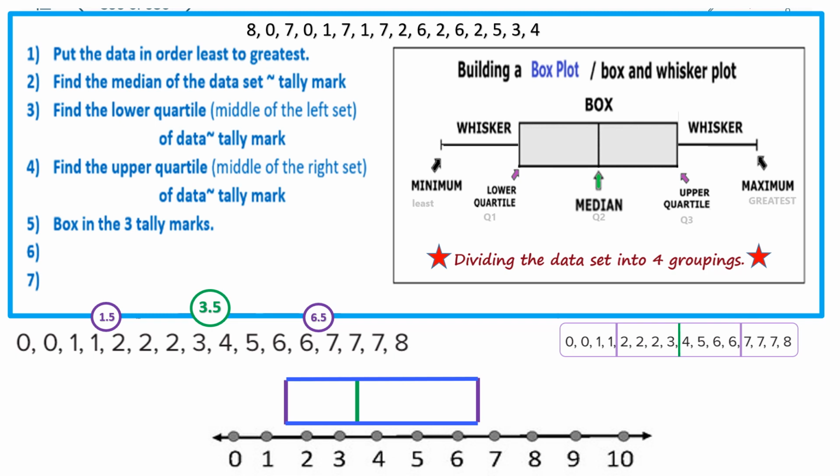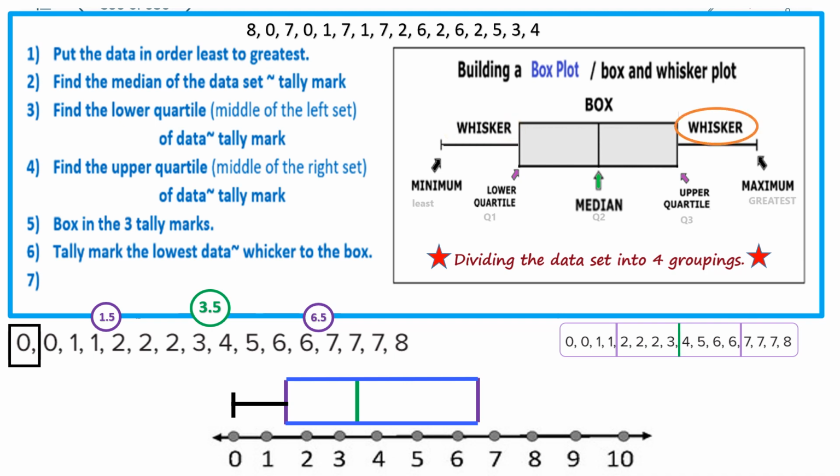But the whiskers come from my being able to identify, as this image says, the maximum and the minimum, or the least and the greatest. And if I have them in order from least to greatest, that makes my job a lot easier. So my first whisker on the left is going to go from my lower quartile all the way down to my smallest number in my data set. So when I look at that, that's a 0. So I'm going to put a tally mark where the 0 is, and then I'm just going to connect it. That makes the whisker to the box itself.